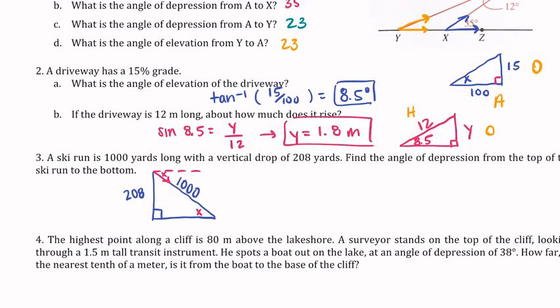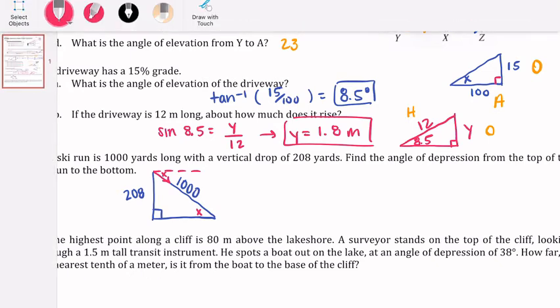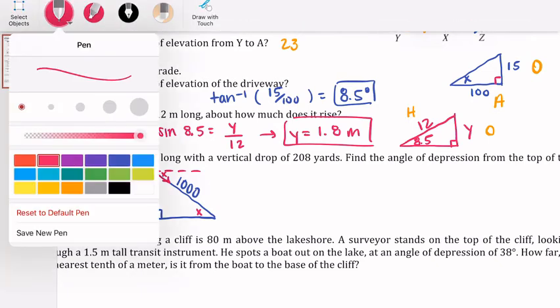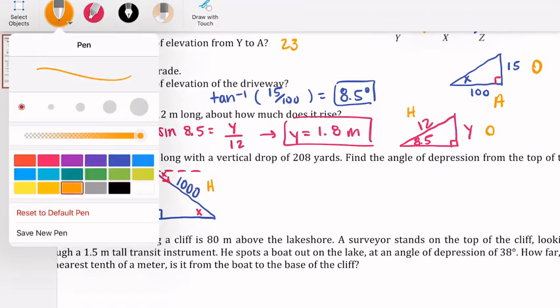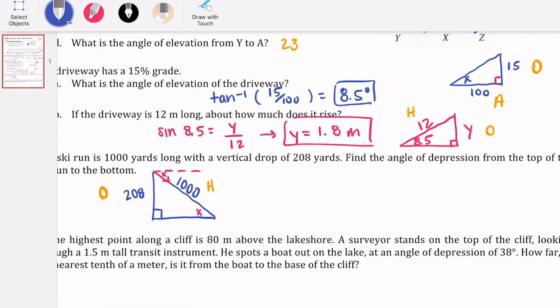So if you were to draw it in this way, we are looking for our missing angle here. So I know I need to use inverse ratios. I have that my opposite is 208 and my hypotenuse is 1,000. So O and H means I need to use inverse sine. So inverse sine of my opposite, 208, over my hypotenuse, 1,000, equals inverse sine 208 divided by 1,000. You are going to get approximately 12 degrees.